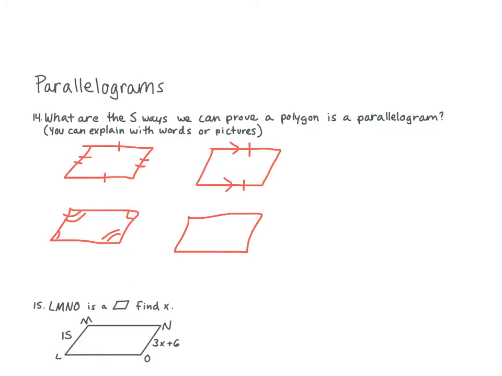The diagonals bisect each other. Both of the diagonals bisect each other. Both pairs of opposite sides are parallel to each other. Perfect. So these are the 5 ways that we can prove that a polygon is a parallelogram.